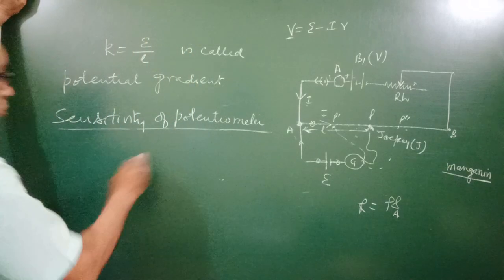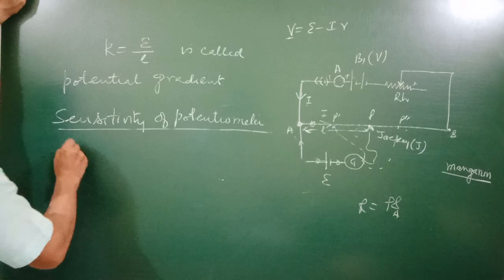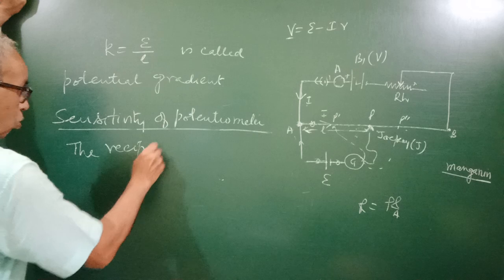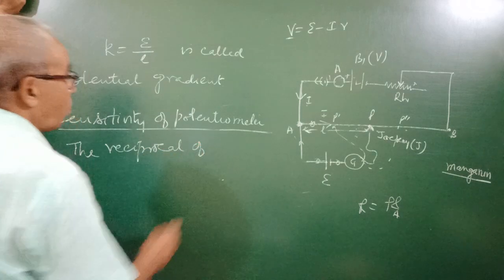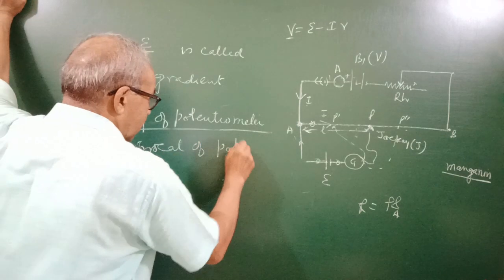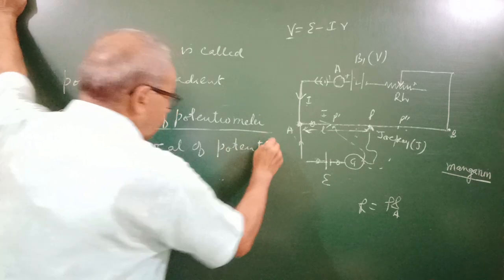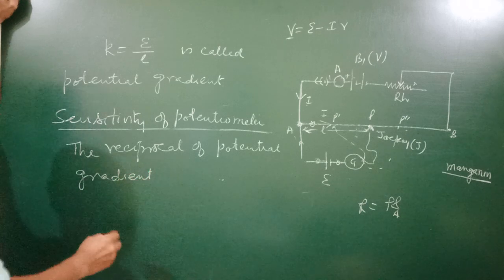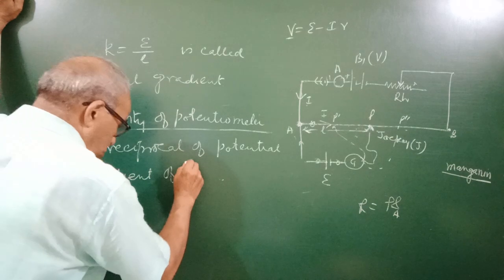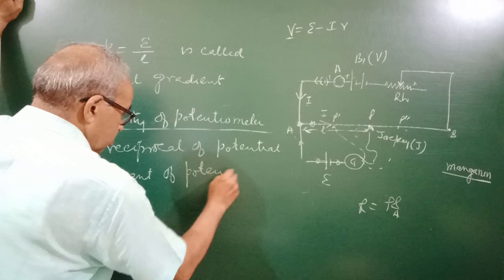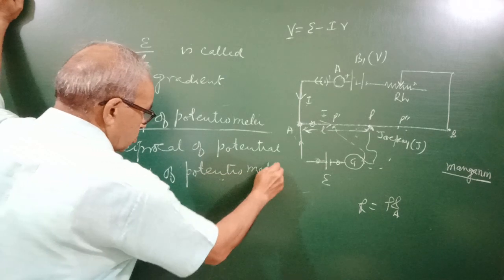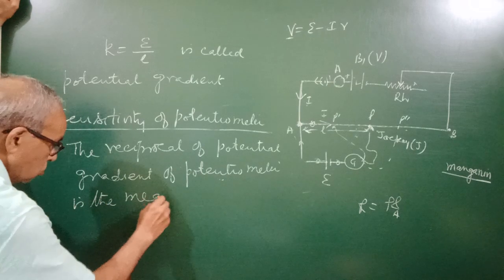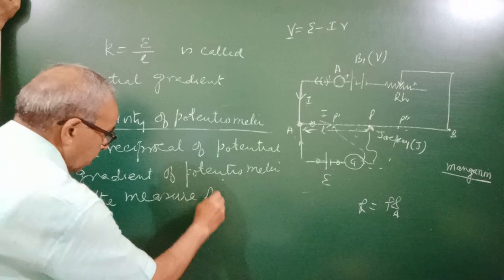The sensitivity of the potentiometer: the reciprocal of the potential gradient of the potentiometer is the measure of sensitivity.